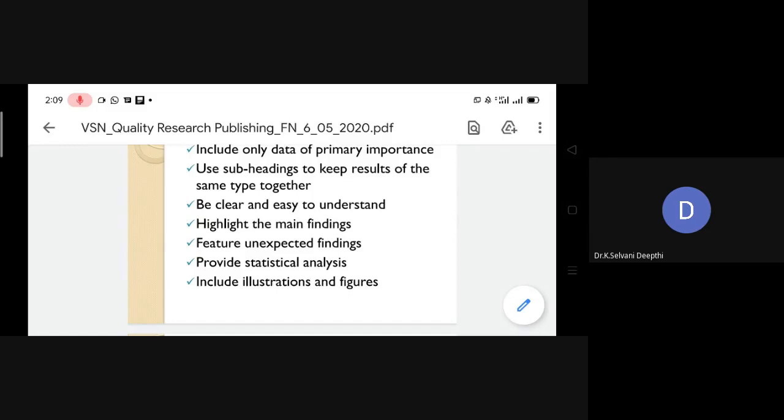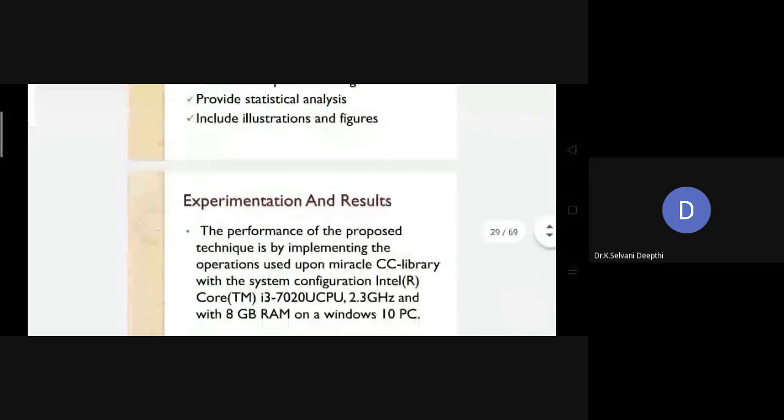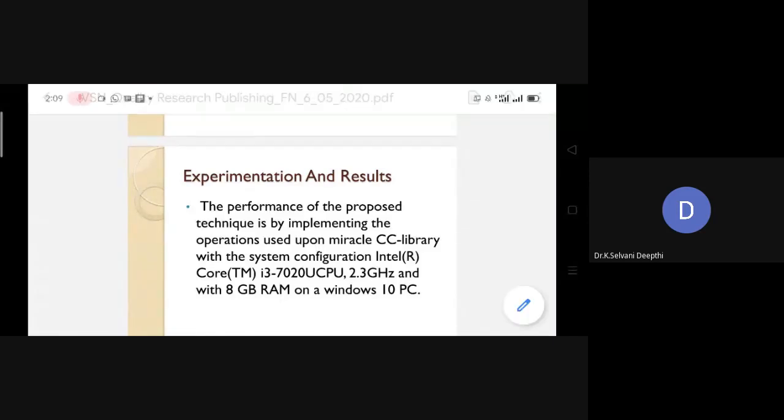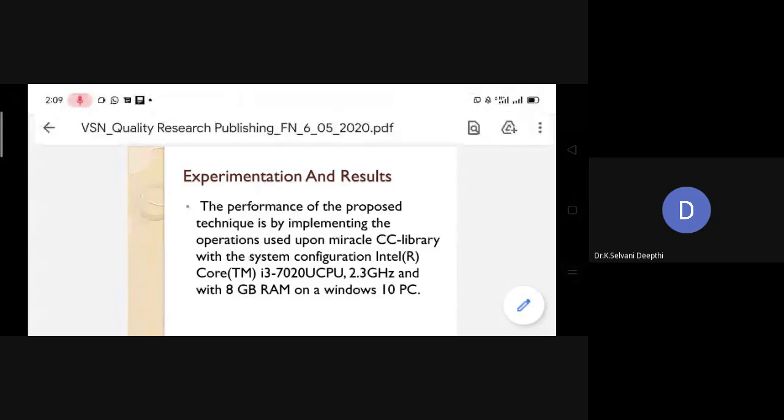After that, experimentation and results. So we have to implement this technique by using some libraries or whatever programming languages you can have, and you have many tools. Need not worry about implementation. First find the problem and find out the method. After that, implementation will not be a difficult thing. Need not worry about that. First, find out the problem. After that, implementing the thing, we will have some results.